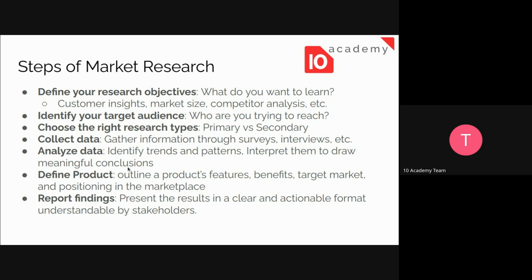And the last step for the market research is reporting it, to report our findings. Everything we have seen so far, we need to be able to report. We need to report the results in a clear and actionable format that will be understandable by everybody, especially the stakeholders. And in the report, make sure you include the research summary, the methodology, the results, and the recommendations. When you've done that, you can say that you have conducted a good market research.